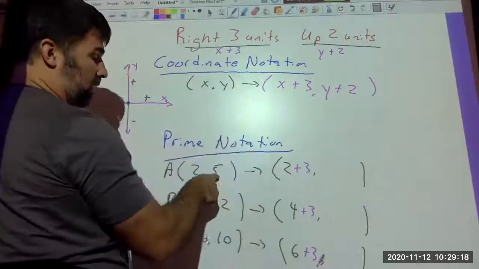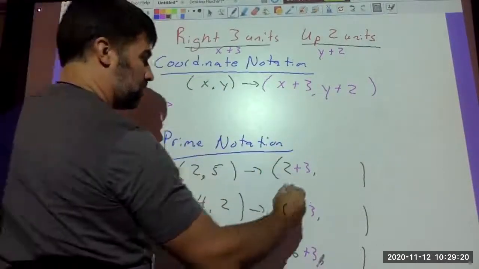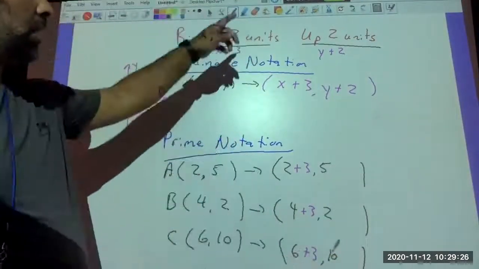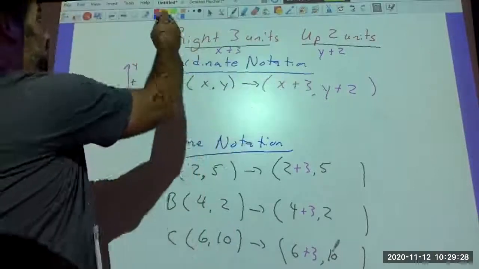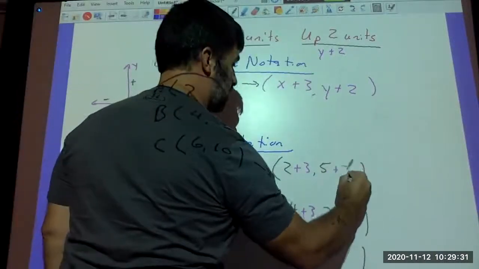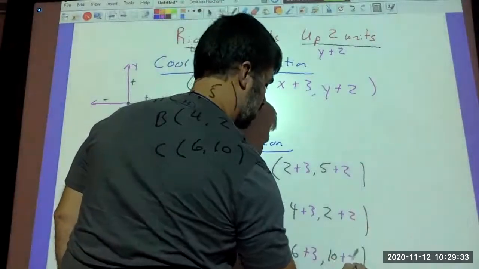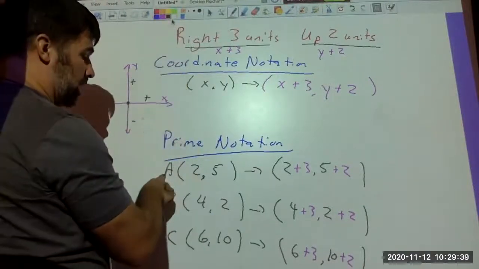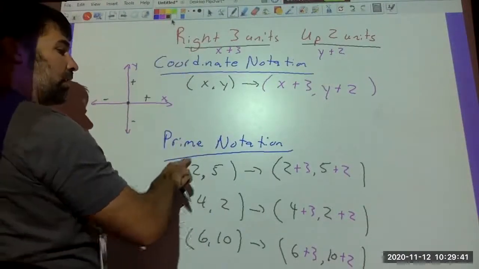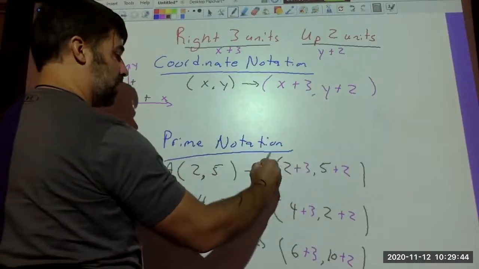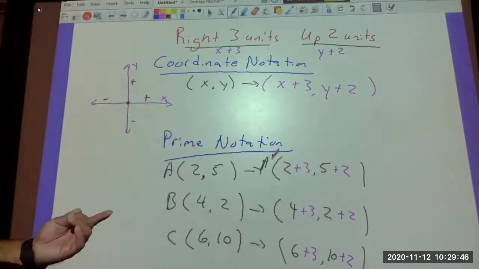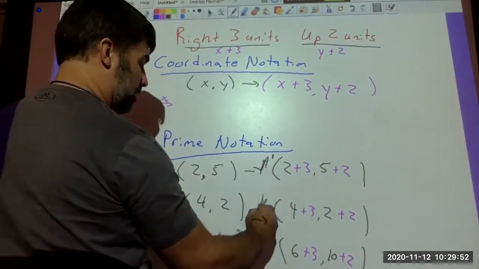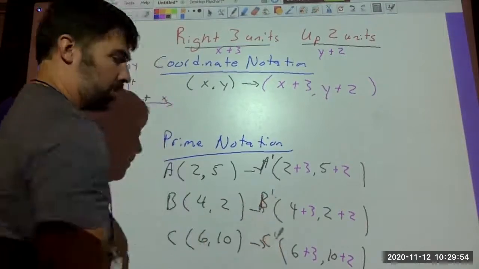And then y plus 2, I'm taking all my y's, right? 5, 2, and 10. And again, up 2 means y plus 2, so I'm adding 2 to each y. And what that's going to get me is the prime. So A is the original. After I translate it, I'm going to get A prime, A with the mark above it. And that's important when you do your Khan Academy. Make sure you go from ABC to A prime, B prime, and C prime.